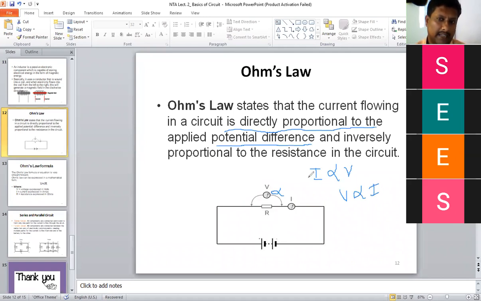Okay, so I is due to what? Due to the connection of voltage. That is very important. So we take V is directly proportional to I. So V is equal to R into I, where R is called resistance, the constant of proportionality. I is the current passing through the resistor and V is the voltage drop across the resistor. So this is Ohm's law.